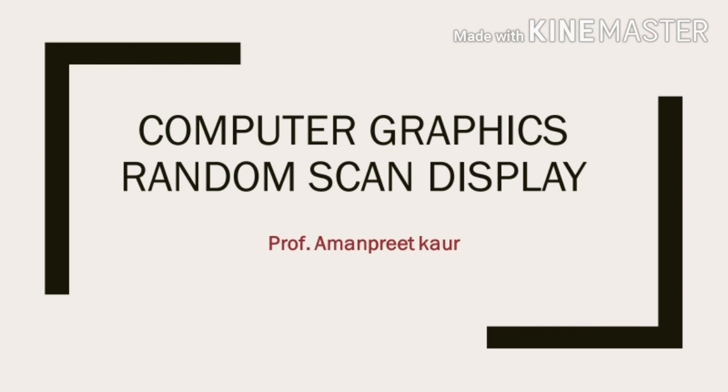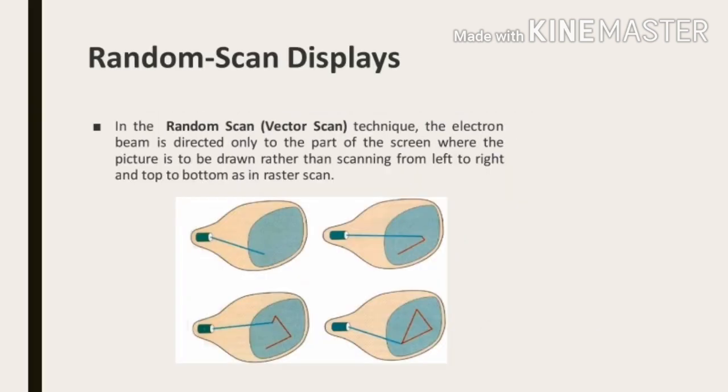There are two ways by which we can display an object on the screen. First is the raster scan and second is the random scan. Earlier we have discussed the topic raster scan. Now in this video we are discussing random scan display. In the random scan, that is also called vector scan technique, the electron beam is directed only to the part of the screen where the picture is to be drawn, rather than scanning from left to right and top to bottom of whole screen as in raster scan.